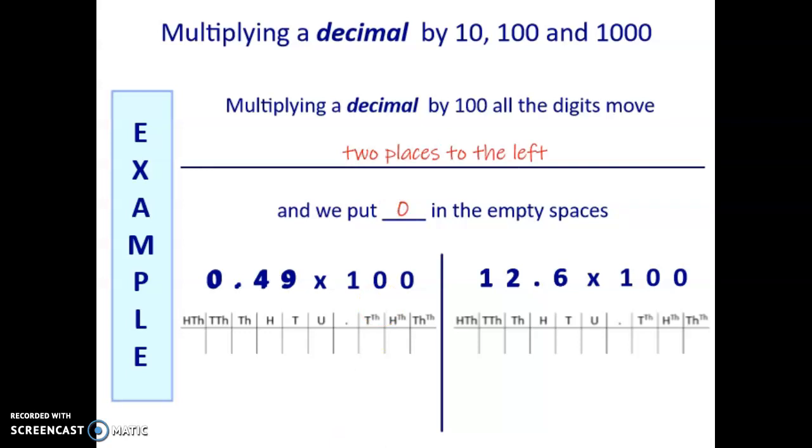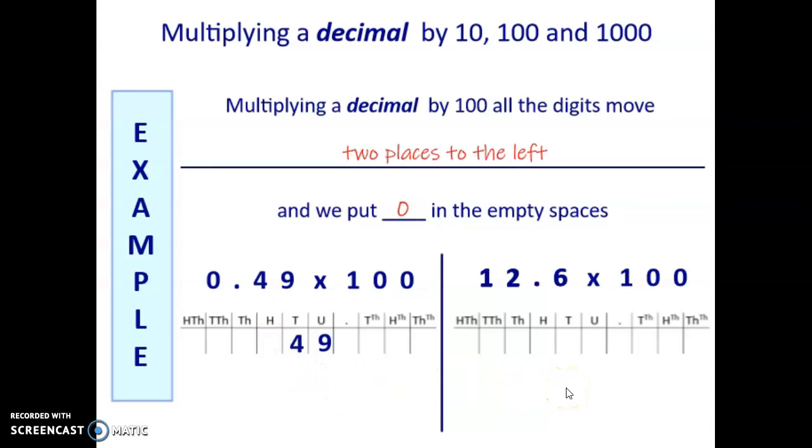My first example is 0.49 times 100. I'm going to put the decimals under the correct column headings in my place value chart. I'm then going to move each of the digits 2 places to the left, leaving the decimal point where it is. The 0 moves to the hundreds column, the 4 moves to the tens column, and the 9 moves to the units column. I don't really need the 0 or the decimal point in this question, but it doesn't change my answer. 0.49 times 100 is 49.